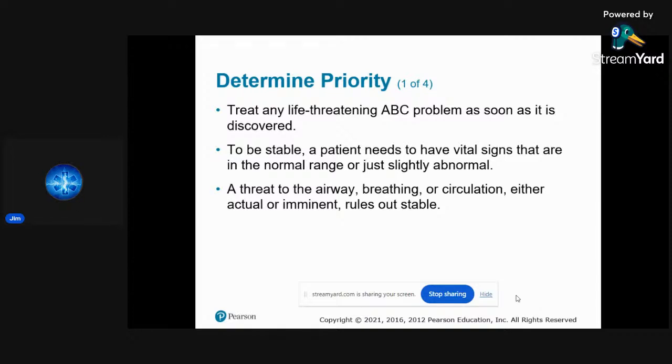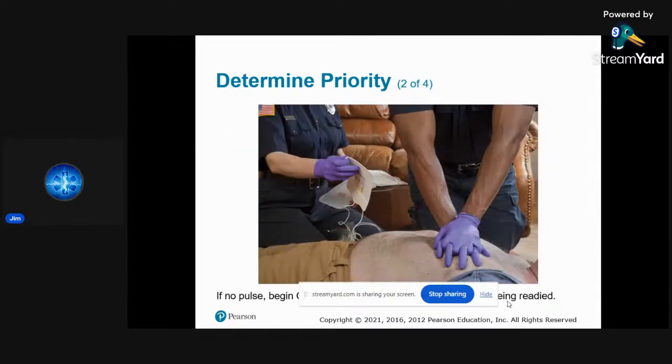To be considered stable, a patient needs to have vital signs that are in normal range or just slightly abnormal. A threat to the airway, breathing, or circulation, either actual or imminent, rules out stability. So if there's a threat to the ABCs, either actually a threat right now or something that looks like it's going to happen soon, imminent, we're going to rule out them being a stable patient. And unstable patients are high priority. No pulse, begin compressions.